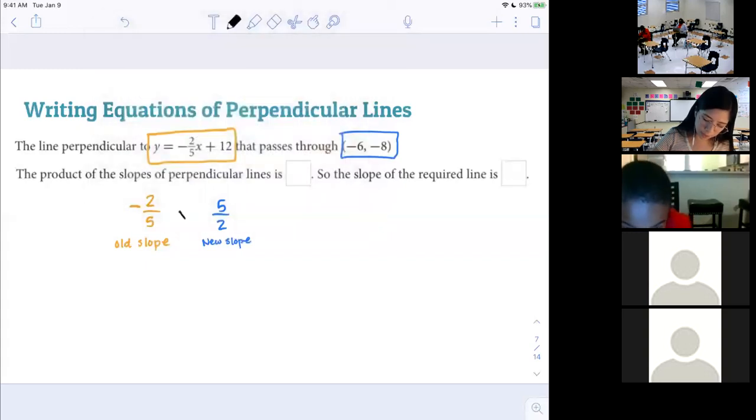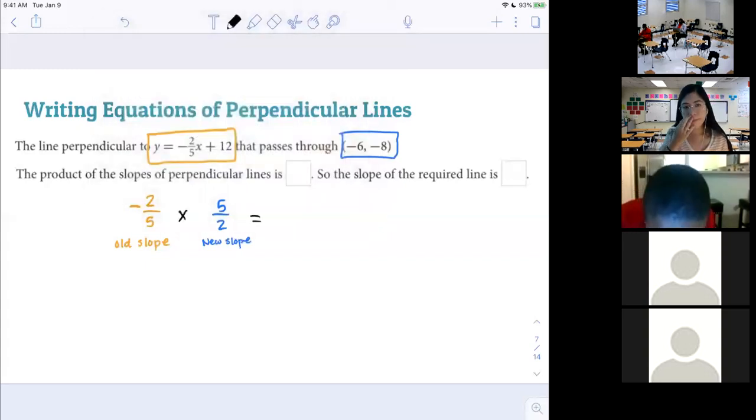What happens when I multiply these? What do you get? 10/10. And let's take this negative and apply it to the numerator. So I would get -10/10, which is? -1. So that's kind of how this works, guys. The product of the slopes of the two perpendicular lines will always multiply to -1. So that's what they were going for in that question.